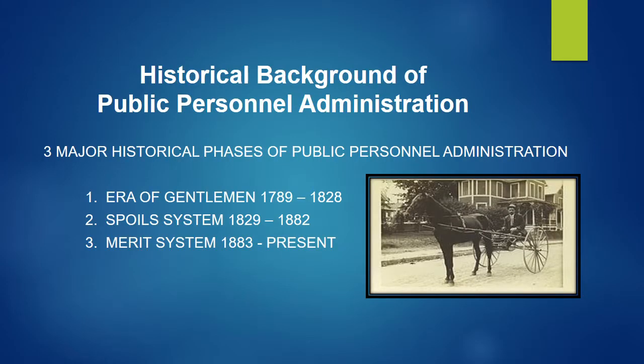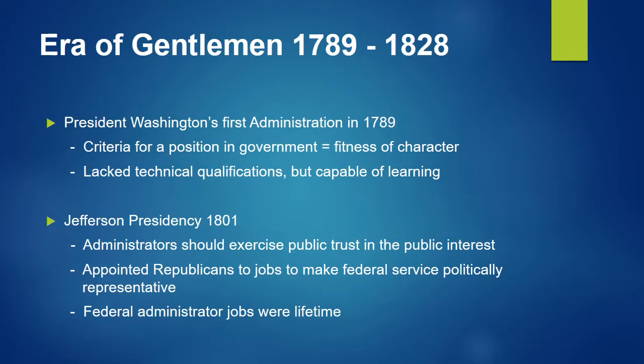Vanessa Watson here to enlighten you on the historical background of public personnel administration. The first phase of public administration was known as the Era of Gentlemen, and this started with the first presidency of Washington in 1789. The criteria for getting a position in government was essentially your fitness of character. So this meant you had a high standing in the community and personal integrity. This tended to be members of the upper class.